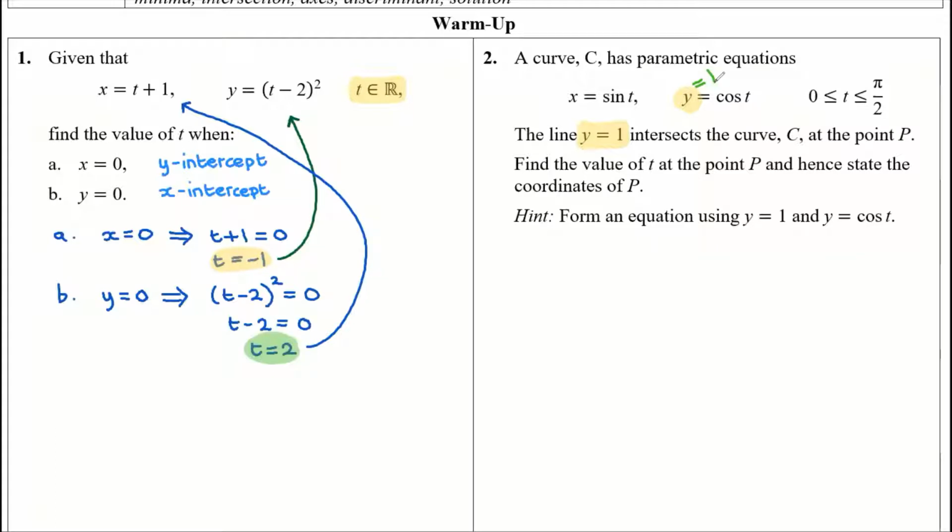So if we set cos t equal to 1, that will give us the value of t, and then we can hopefully deduce what the coordinates of P are. So let's do that. From what we've just said, we solve cos t is equal to 1, and we're taking the range of values of t to be up to and including pi over 2. Well, when is cos t equal to 1? Well, obviously that's when t is equal to 0.